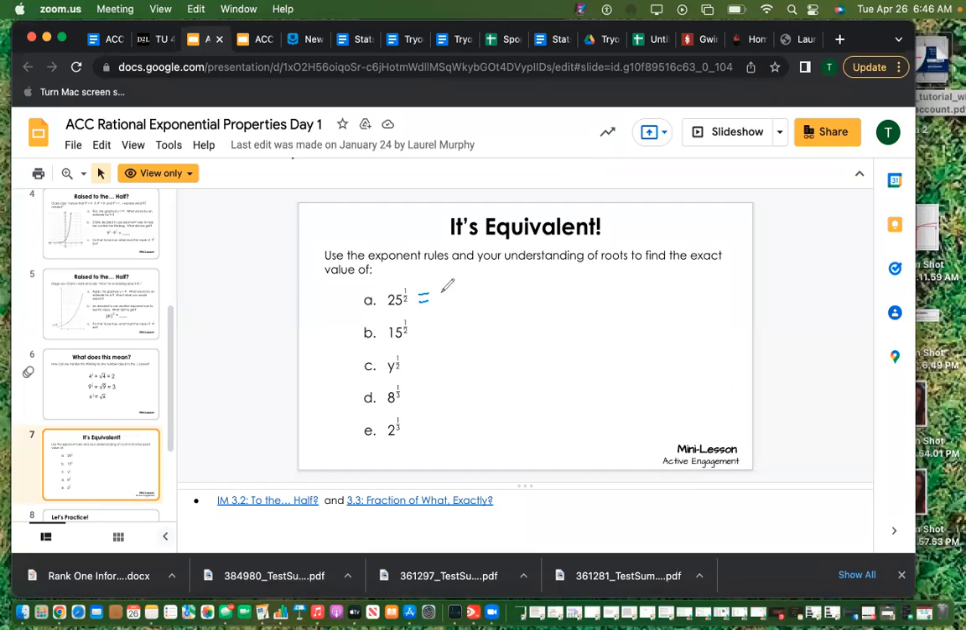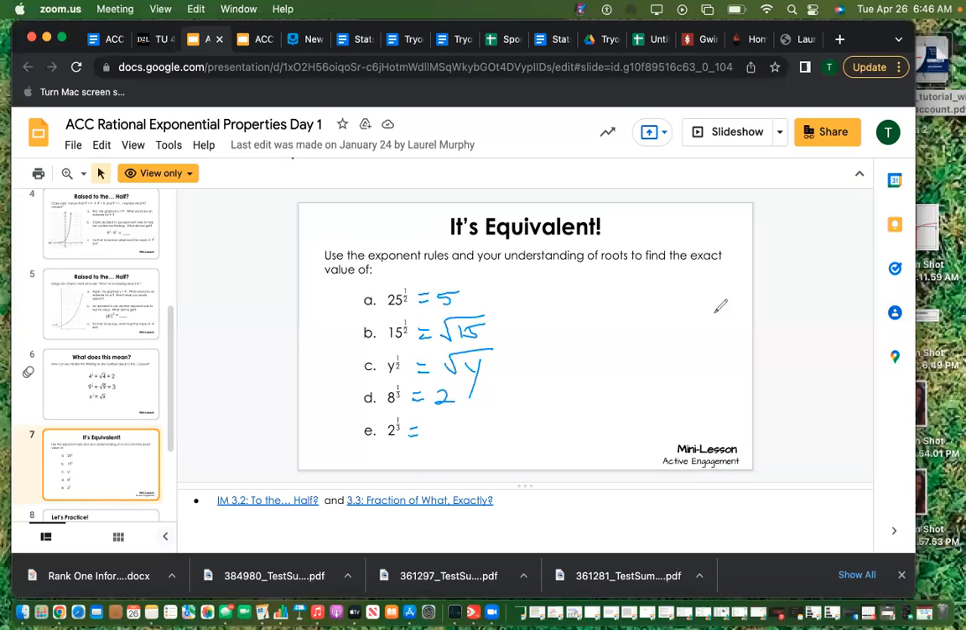All right, so this would give me 5 when I take the square root of 25. This would give me the square root of 15. Well, that's not going to give me a whole number, so we're going to leave this guy like this. Don't know what y is, so that would just give me the square root of y. Now here they've changed it up a little bit. If I plug 8 to the 1/3 in my calculator, I get 2.